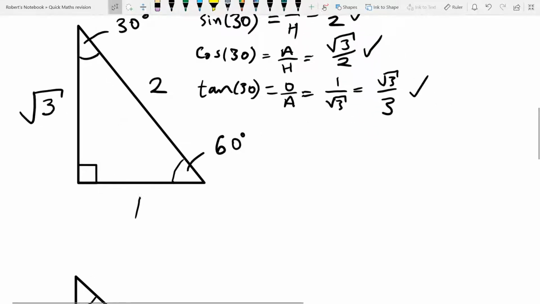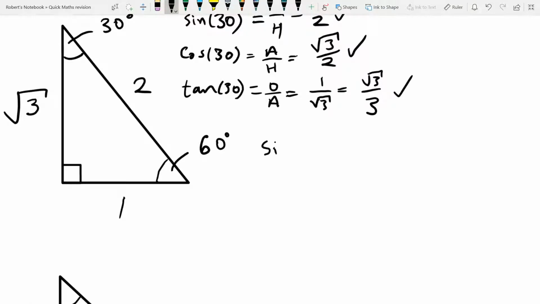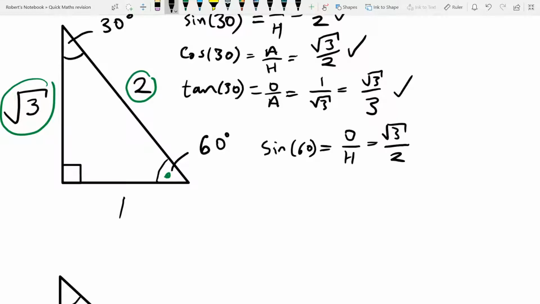Okay, using similar trigonometry, we're going to do sine 60. We know that sine of the angle using SOH CAH TOA is the opposite over the hypotenuse. Now we're looking at this angle here, so the opposite is this, and the hypotenuse is this. So we're going to have root 3 divided by 2. For cos 60, we have CAH, so that's the adjacent over the hypotenuse. Looking at this angle, the adjacent is the 1 and the hypotenuse is the 2. So we get half.